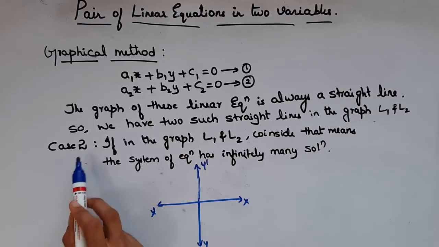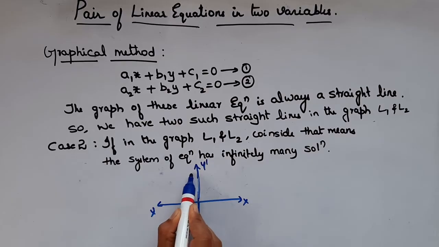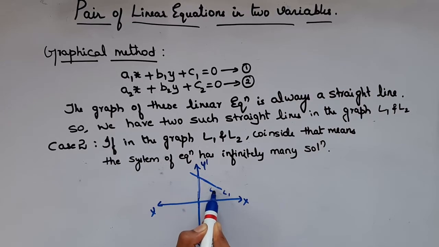Now let's see case 2. If the graphs of L1 and L2 coincide, that is, if you have a graph L1 and L2 that is overlapping, that means the system of equations has infinitely many solutions.